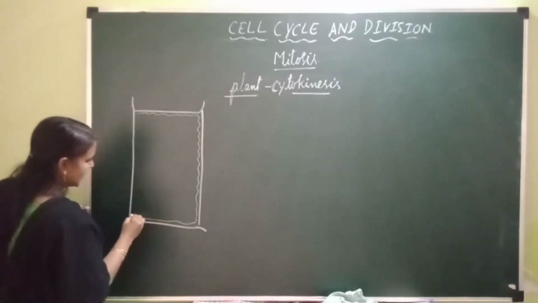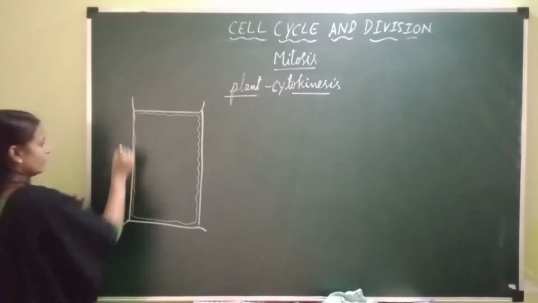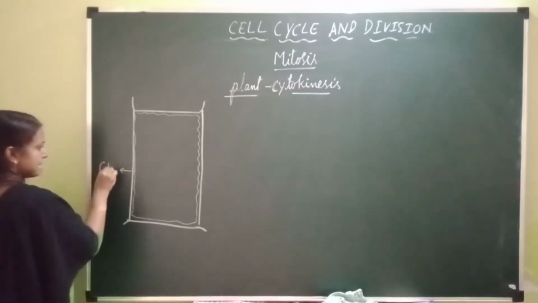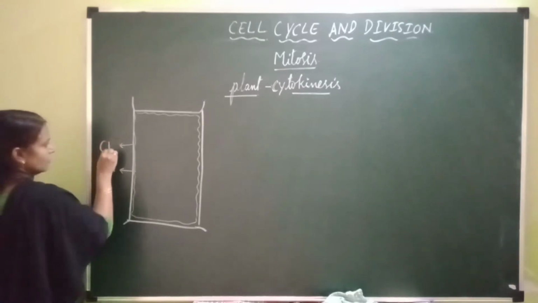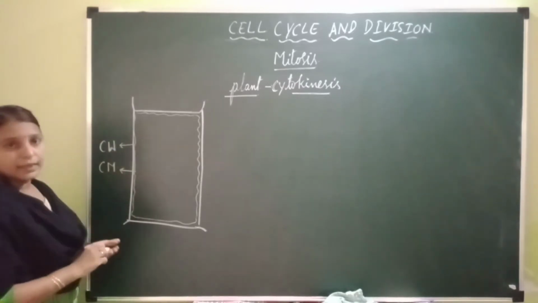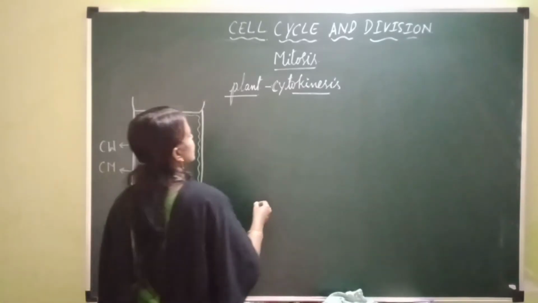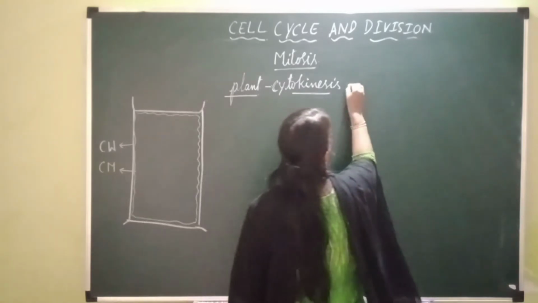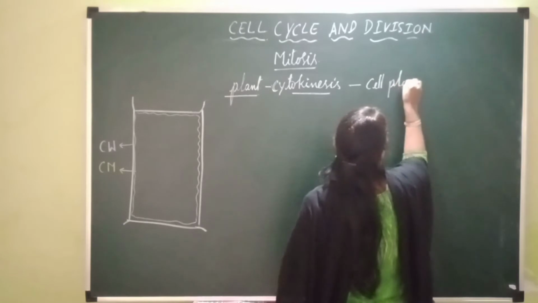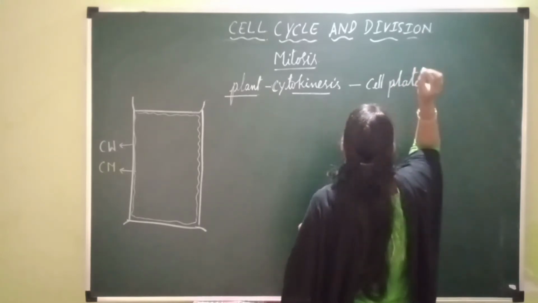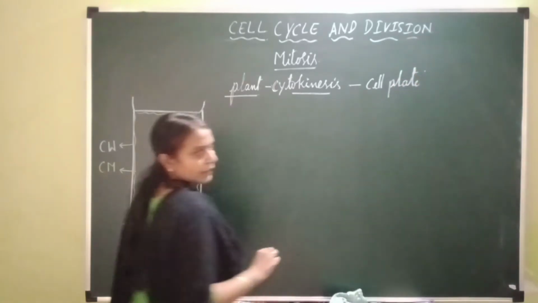So this is the cell membrane, and this is the cell wall of the plant cell. In the case of a plant cell, cytokinesis occurs by the formation of a cell plate at the center of the cell. So this method of cytokinesis is called the cell plate method.